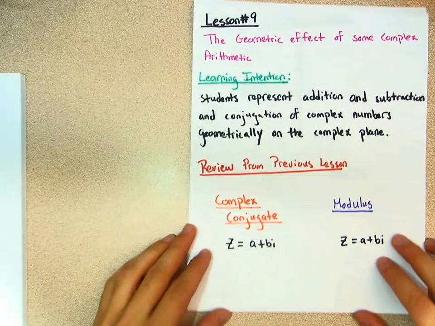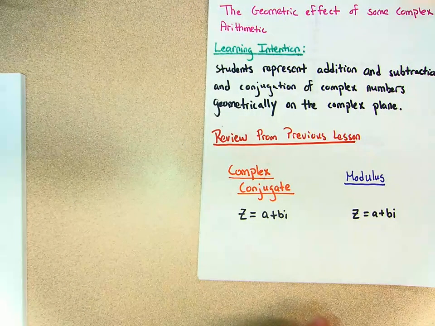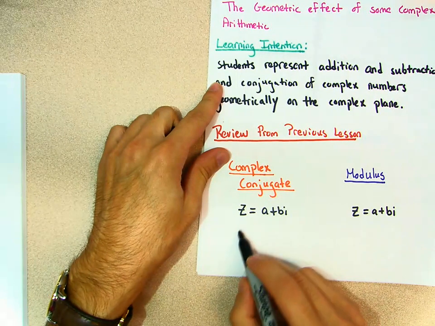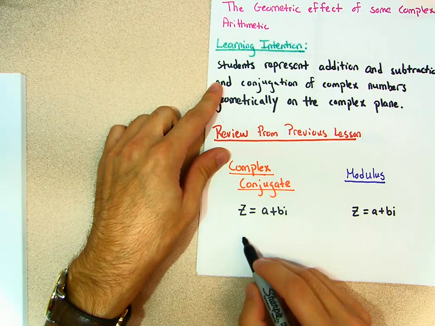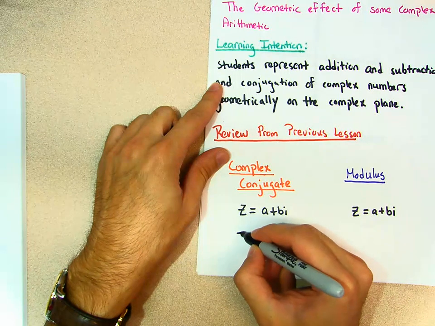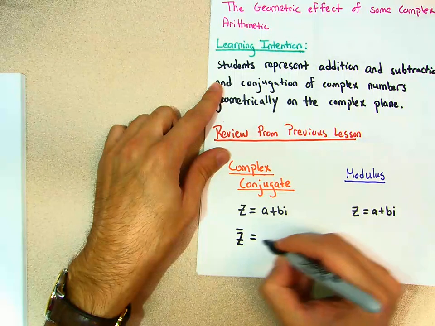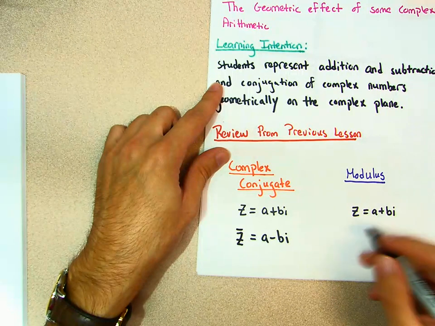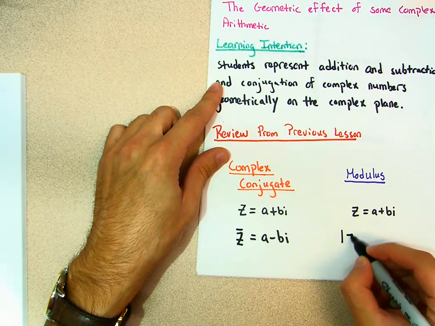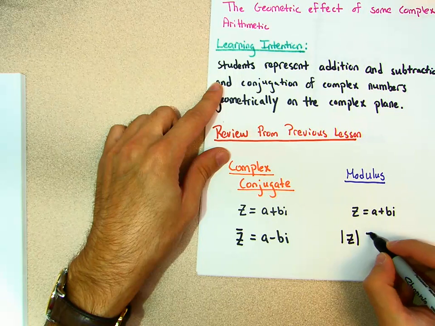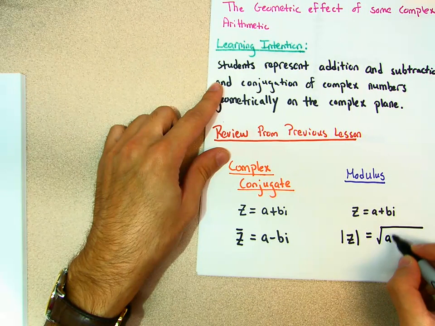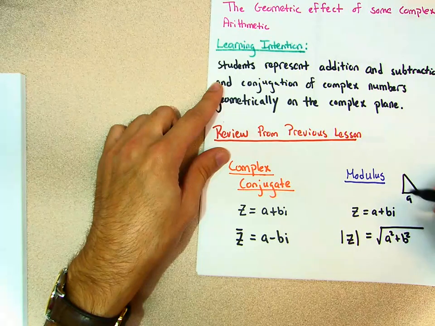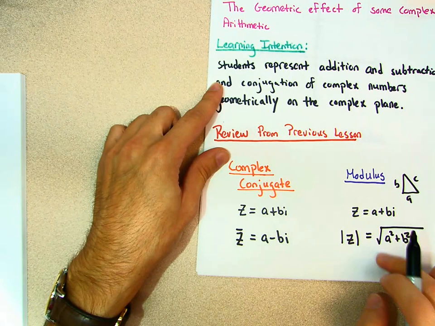But just to review from yesterday, if I have z equal to a plus bi, what was the symbol that shows complex conjugate? It's just z bar, and that's equal to a minus bi, right? This is the complex conjugate. And the modulus, what was the symbol for that? It looked like that, absolute value, and that's just equal to the square root of a squared plus b squared, right? Because we use the Pythagorean theorem to show this little thing here.